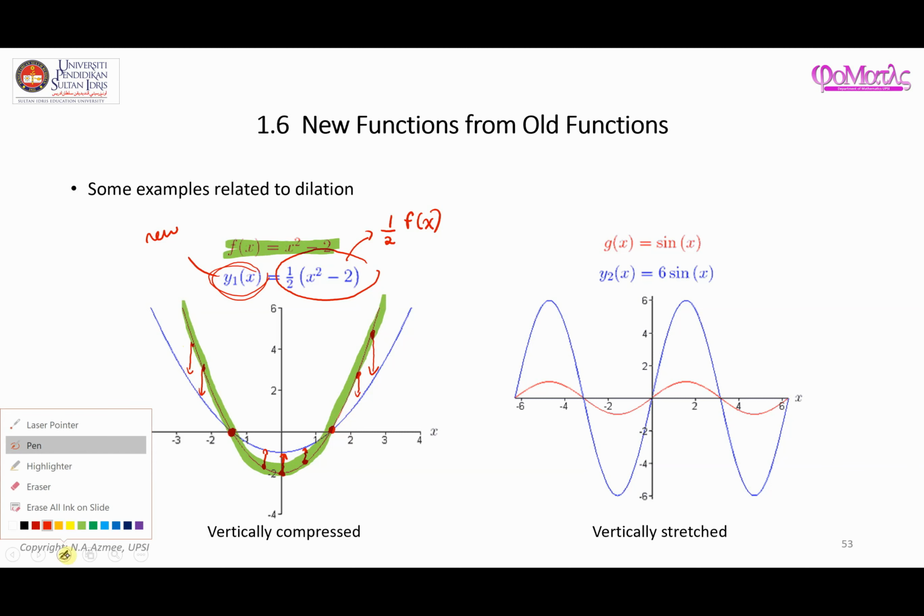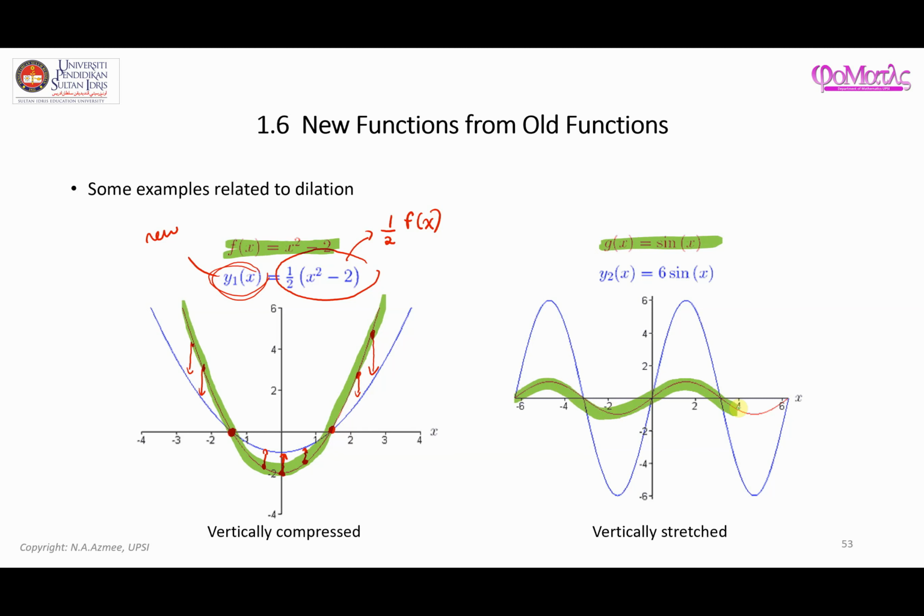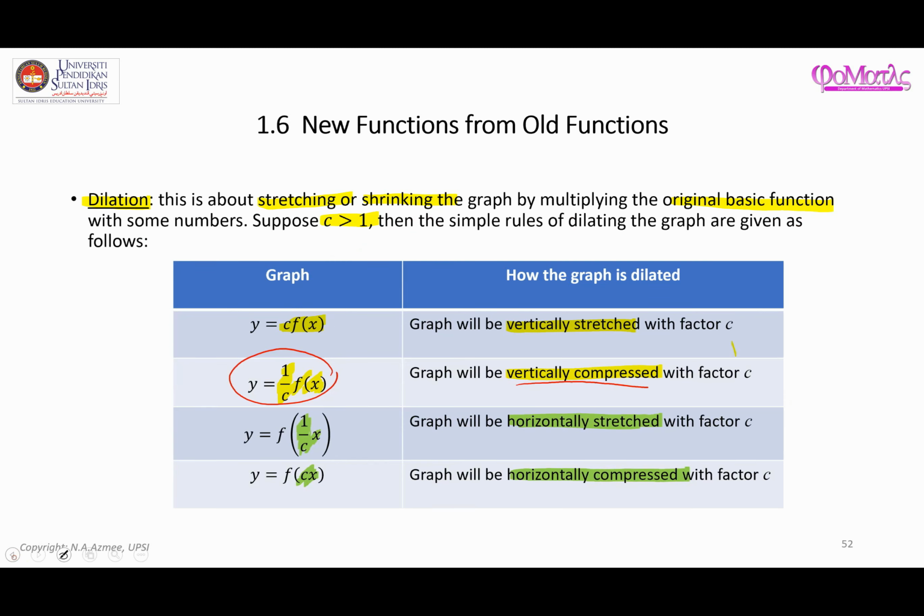Okay, now let's look at the next example here. So this is the basic function, which is sine x. So it is given by this one. So this is the basic function, sine of x. Then you can see that the new function here is created by multiplying 6 with the original function, which is f(x).